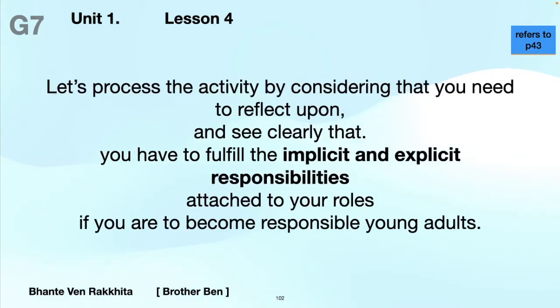Let's process the activity by considering that you need to reflect upon and see clearly that you have to fulfill the implicit and explicit responsibilities attached to your roles if you are to become responsible young adults.